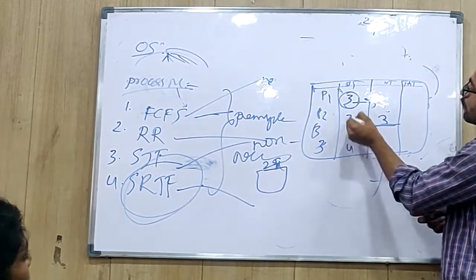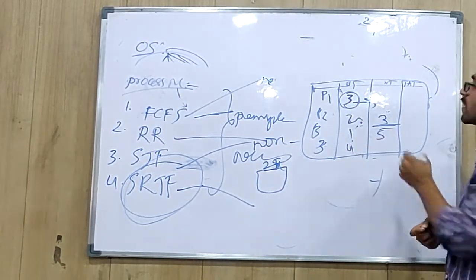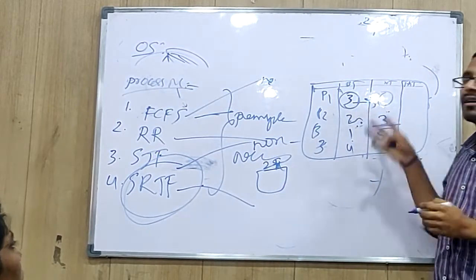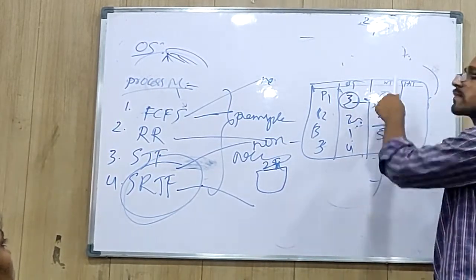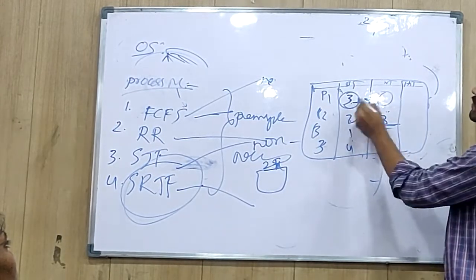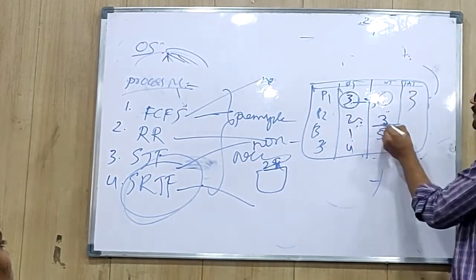So 2 plus 3, 5 seconds is its waiting time. The first one's waiting time is 0. Likewise, we can calculate the waiting time. Okay, this is waiting time. And turnaround time means burst time plus waiting time equals turnaround time.